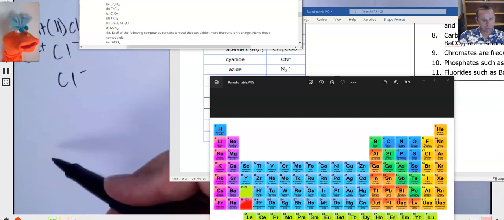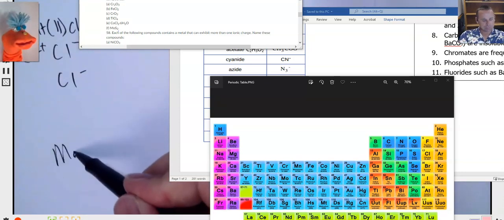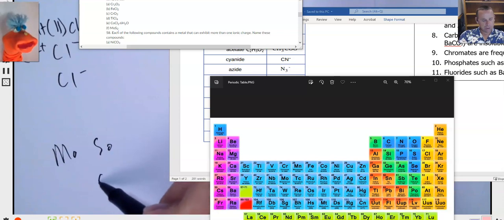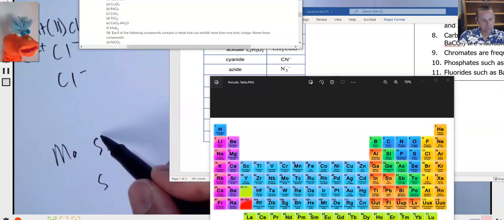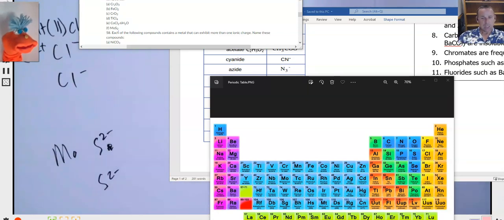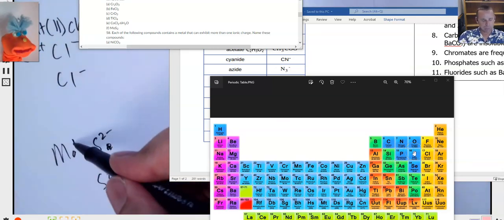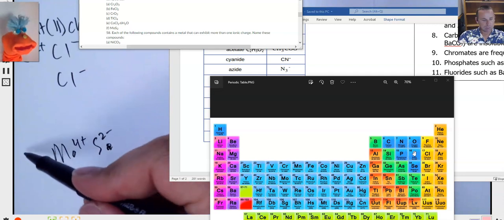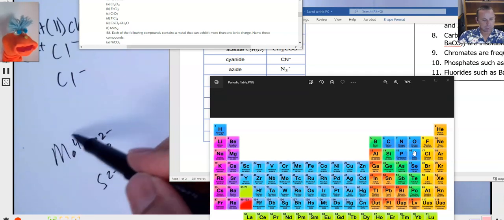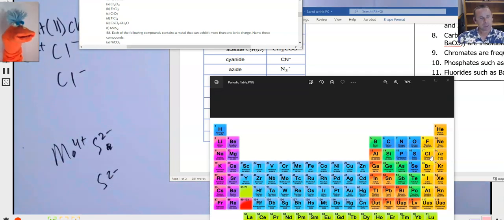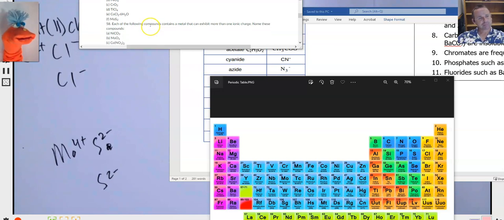Well, there's 1 molybdenum and 2 sulfurs. And each of the sulfurs has a -2 charge. You knew that because of its location. Yeah. So therefore molybdenum has to have a 4+ charge. And it's going to be called molybdenum 4 because of the +4 charge on the molybdenum. Very good. All right, some more of these.